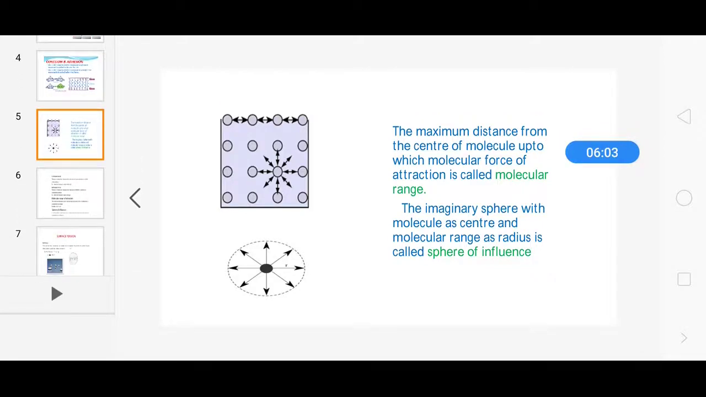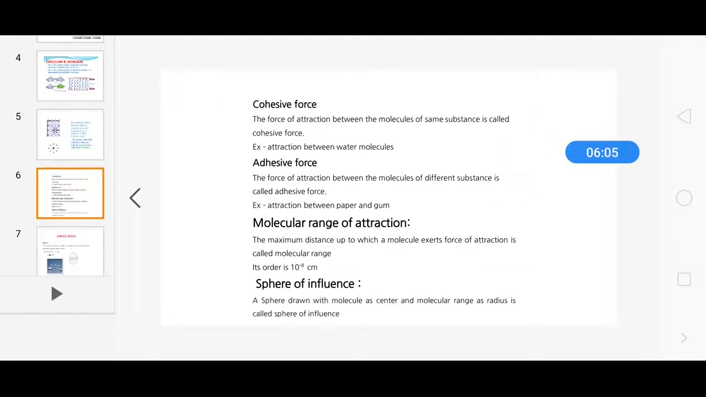So let us rewind the cohesive and adhesive forces. The cohesive force is nothing but the force of attraction between the molecules of same substance. Suppose if you observe the water molecules, the attraction forces between the water molecules is nothing but cohesive forces. The attraction forces between the oil molecules or the attraction forces between any liquid molecules.